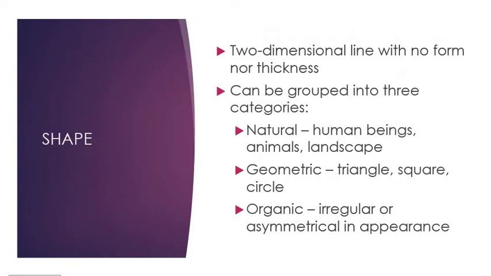Next element is shape. Shape is a two-dimensional line with no form nor thickness. Can be grouped into 3 categories. 1. Natural, or human beings, animals, and landscape. 2. Geometric, triangle, square, circle. And lastly, organic, irregular or asymmetrical in appearance.